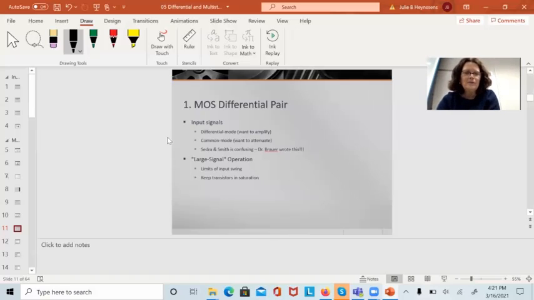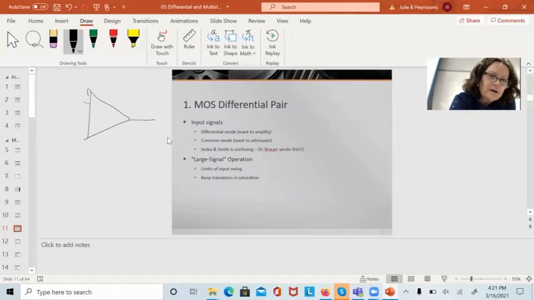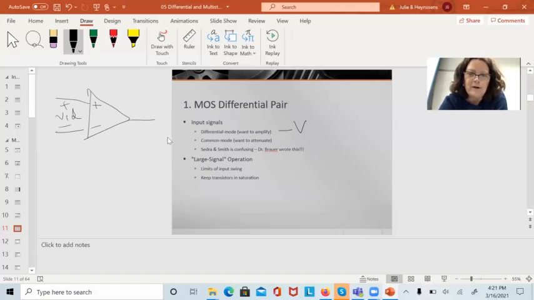The whole idea behind this op amp, I have two different kinds of signals coming in here. I have the difference between the two inputs, and I'm going to draw it like a real op amp. That's what I want to amplify. I want to amplify VID.